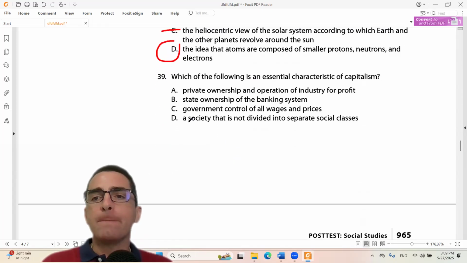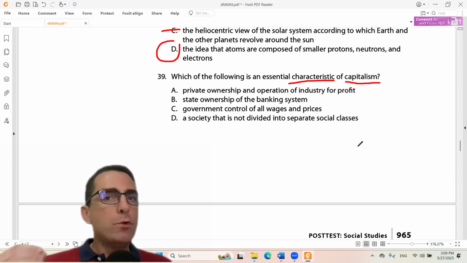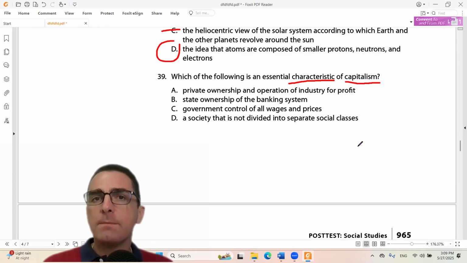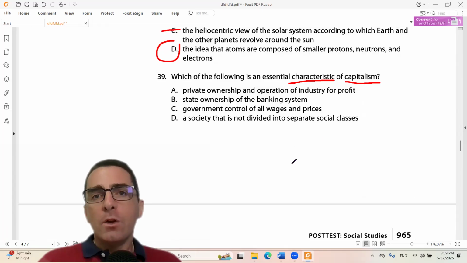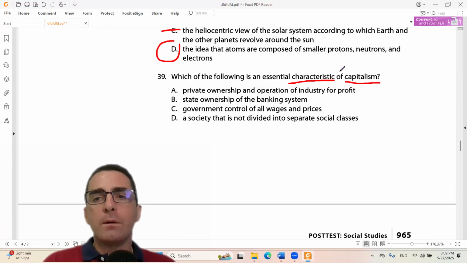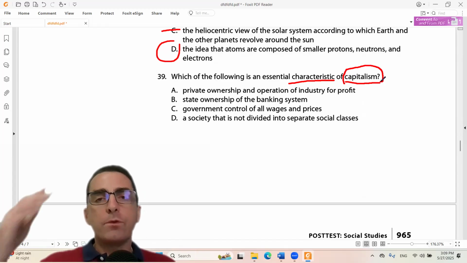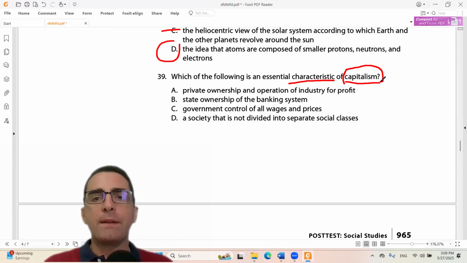We'll move on. 39. Which of the following is an essential characteristic of capitalism? You should know what capitalism is. If you don't know the difference between capitalism and command economies, socialism, I strongly suggest you do quite a bit of research because these terms come up all the time in the GED. You can even go to ChatGPT and ask it to give you the terms in the GED test which are similar to capitalism. Do the research, make sure you have an idea about these things.